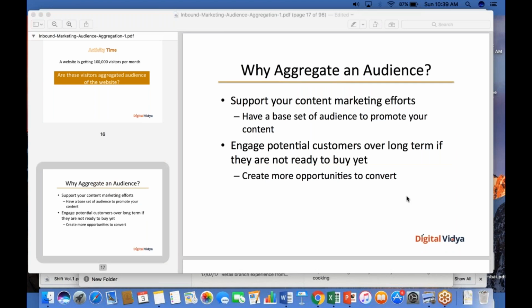So that's a good question, Sunil. What we typically do is, if a purchase has happened, we remove all of those people who've already made a purchase from your remarketing list.